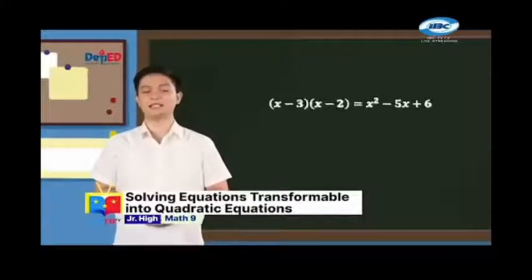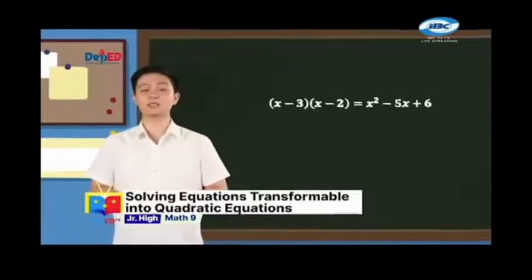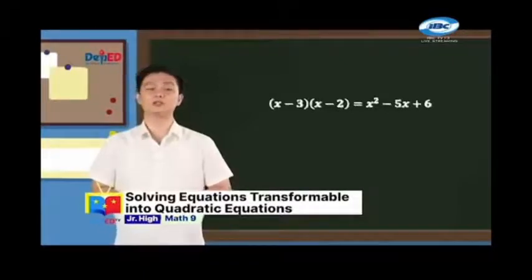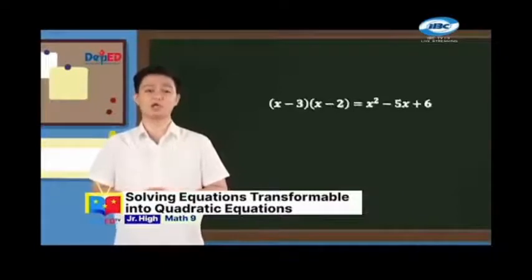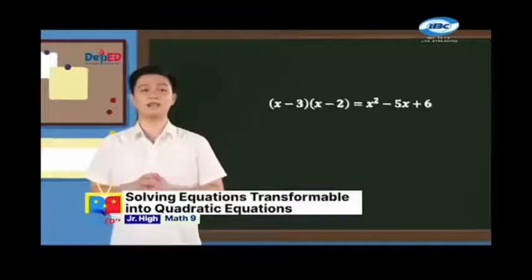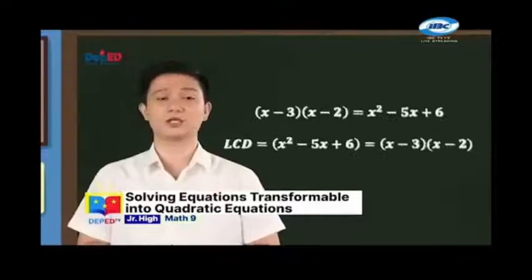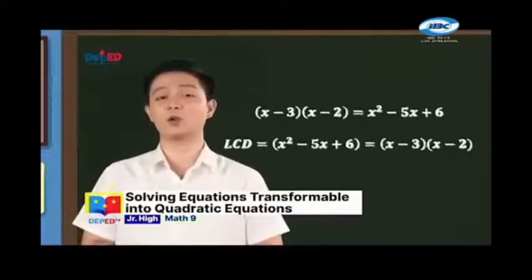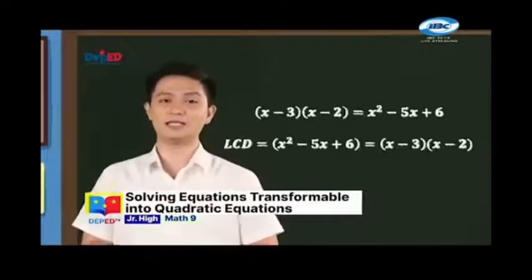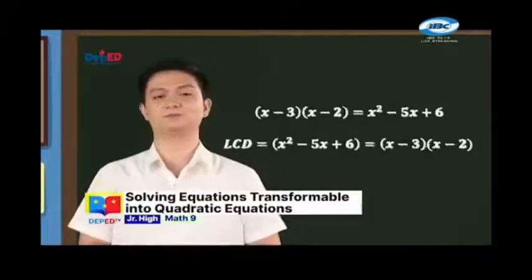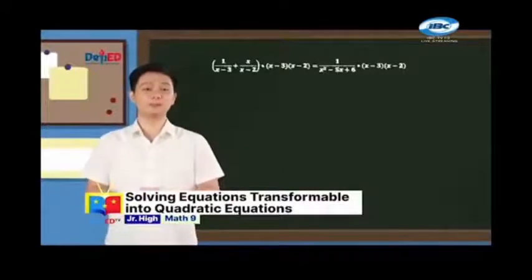Determine the LCD. I mentioned earlier that the denominator x squared minus 5x plus 6 is equal to the product of the binomials x minus 3 and x minus 2, which happen to be the other two denominators in the equation. If this is the case, then the LCD of the expressions is the trinomial x squared minus 5x plus 6, or the factored form x minus 3 times the binomial x minus 2. Step 2. Multiply both sides of the equation by the LCD.